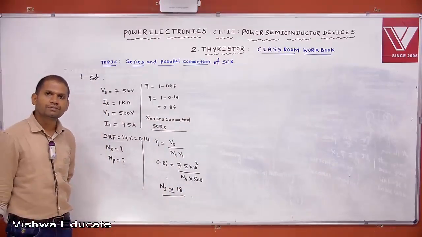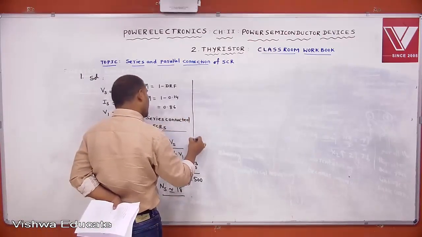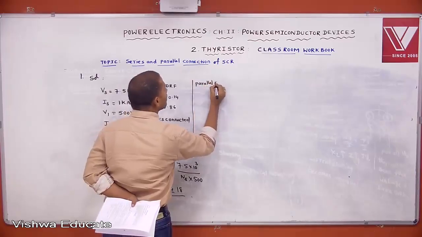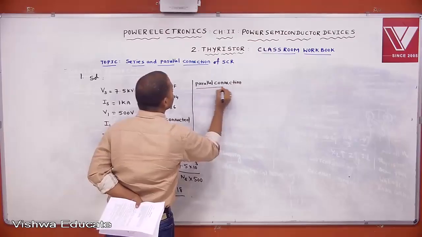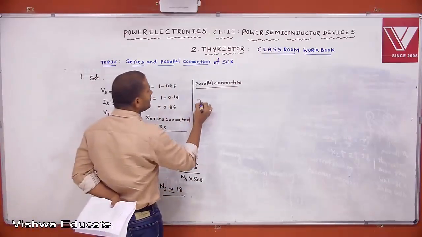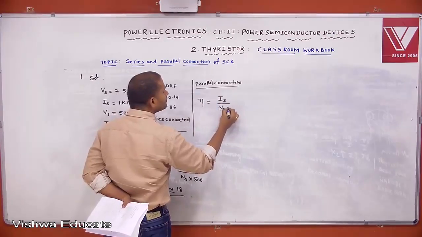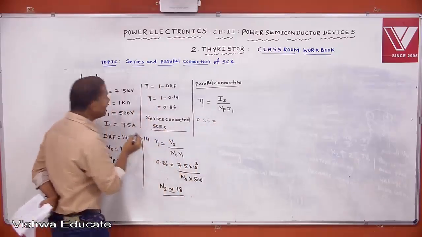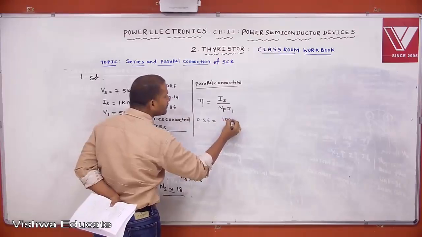18 thyristors. Then for parallel connection, we want to calculate the number of thyristors in a parallel connection. For parallel connection, the string efficiency is equal to IS by NP times I1. This is 0.86. What is the string current given? 1 kiloampere, which means 1000 ampere.